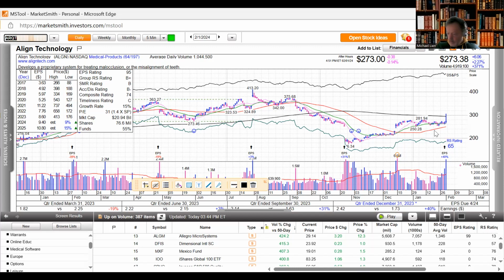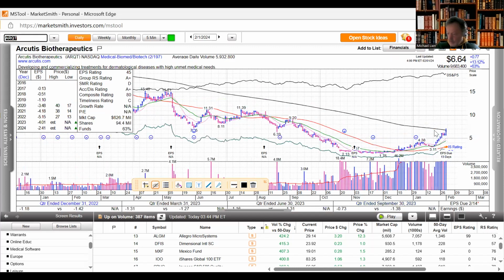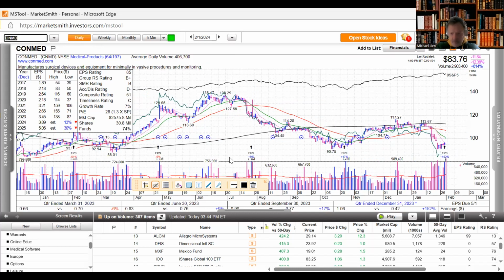Arcutis Biotherapeutics files a $300 million mixed security shelf. Usually this would dive on that news, but it actually went up 13%. Amazing. CONMED Corporation, quarter four adjusted EPS $1.06 versus $1.11. Down 12.38%.